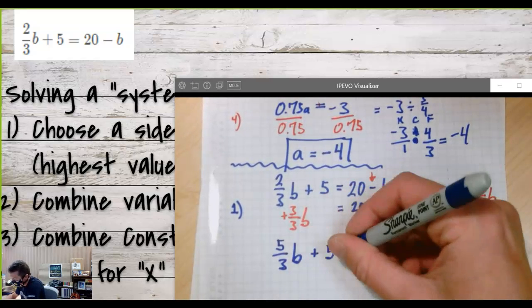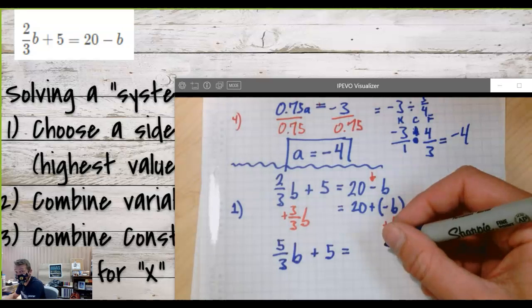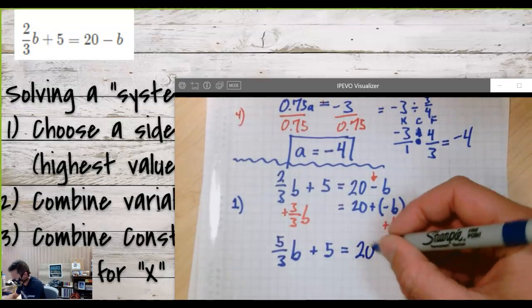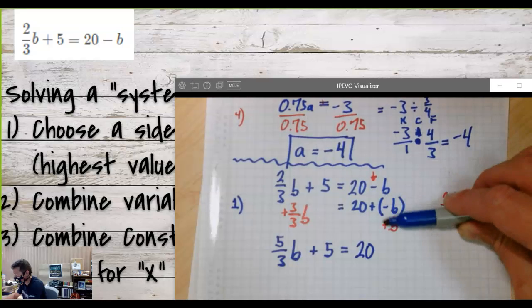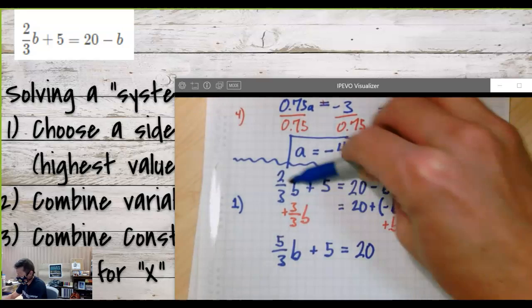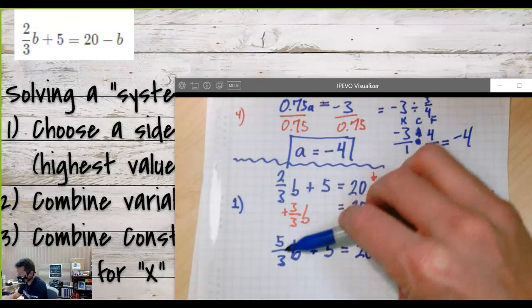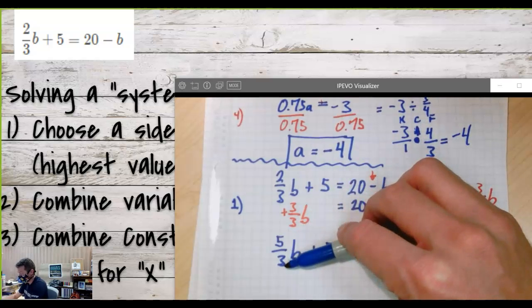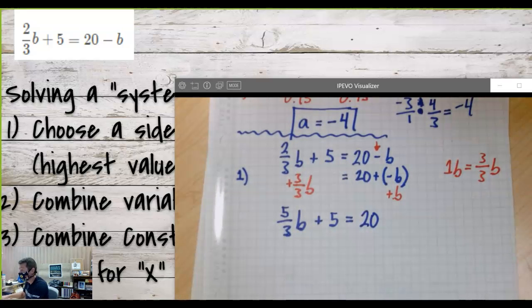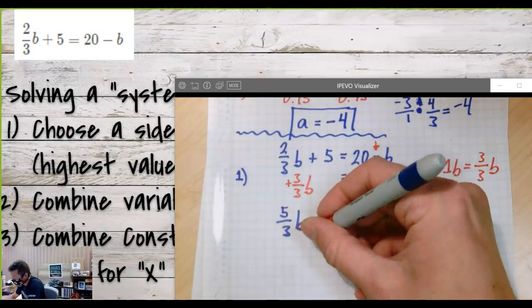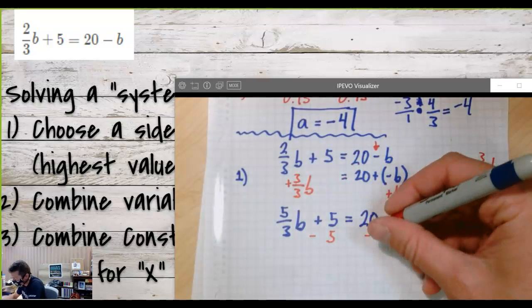5/3 b plus 5 equals just 20 on the right-hand side now, right? Because the negative b and the positive b cancel out. 2/3 and 3/3 is 5/3. Absolutely, Sophia. Audrey, what do we want to do now? Yeah, minus 5 from both sides.